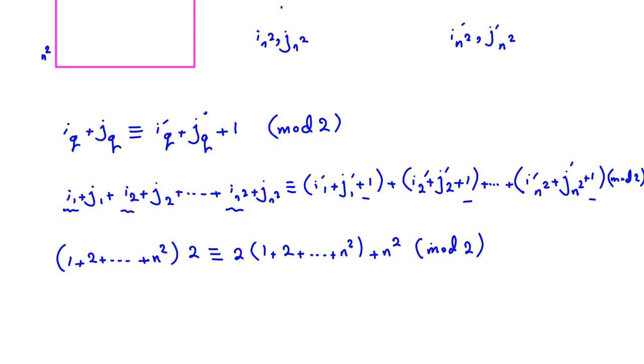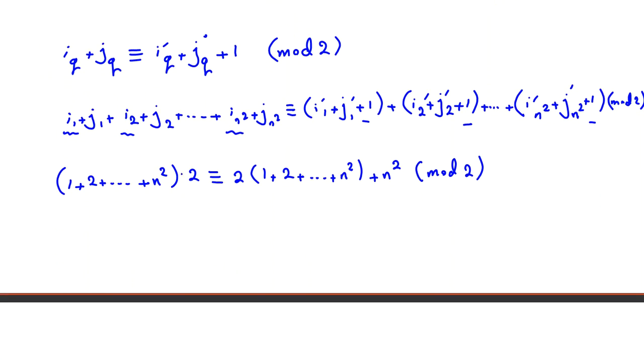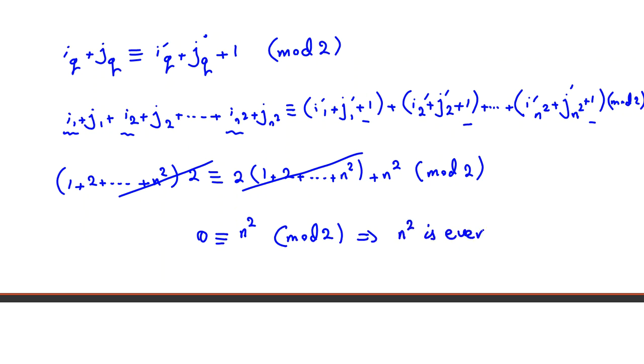Now, in mod 2, we can cancel these two things. We can subtract 2 times (1 plus 2 plus up to n squared) from both sides. So n squared is congruent to 0 mod 2. It means that n squared is even, so n is even, but we are considering the case that n is odd. So that's a contradiction. So we proved it.